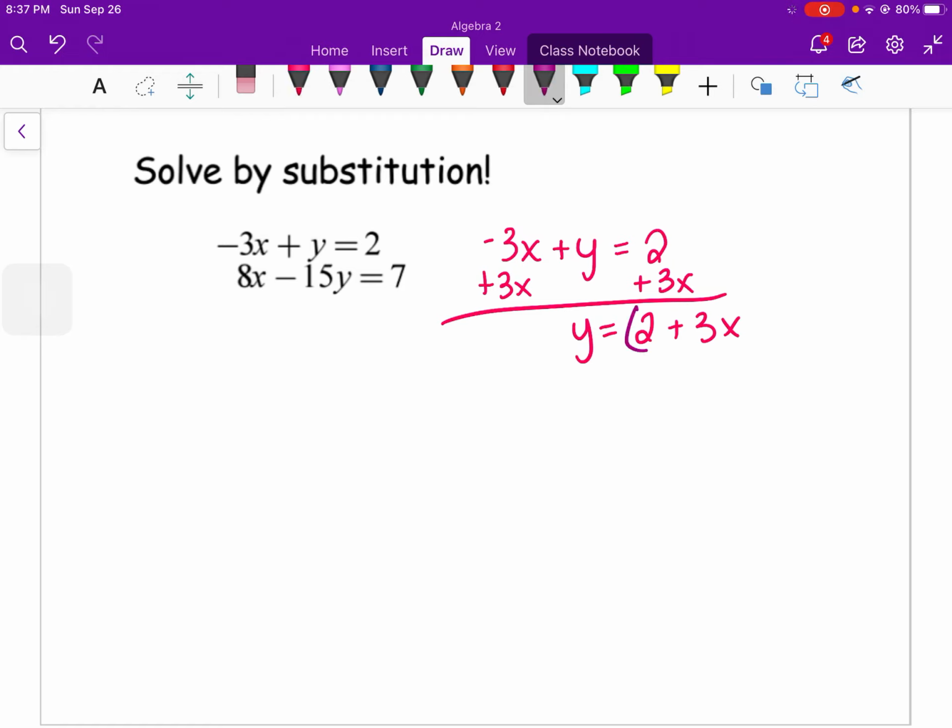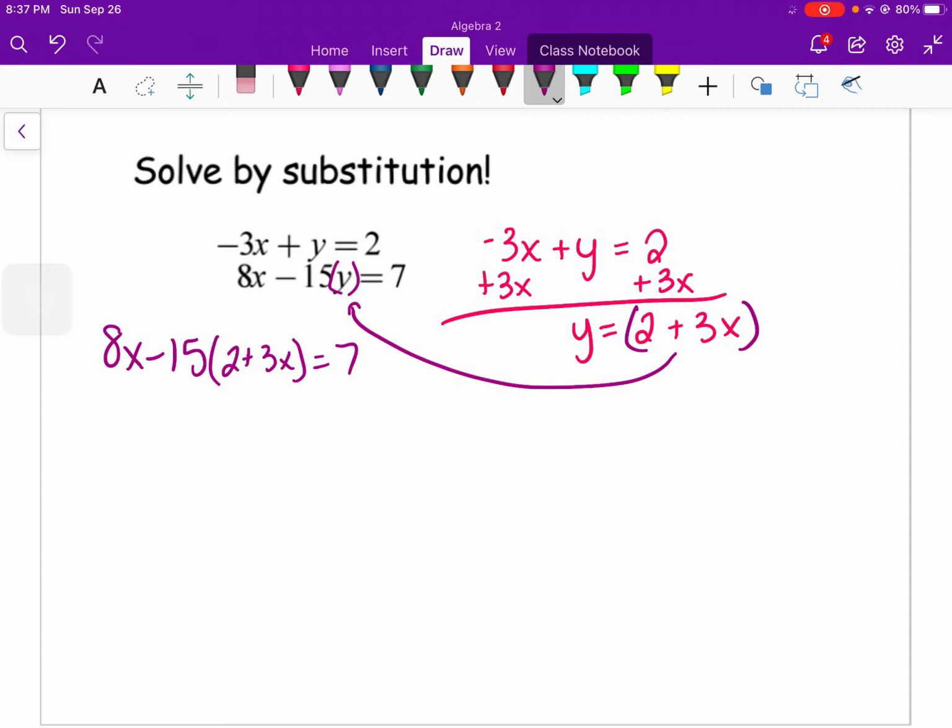And then I'm going to substitute that in. So now I'm going to take that y and put it in for the y in my second equation. I cannot plug that back into the top equation because that's the equation I am using to solve for y. So it has to go into the other equation. So that's going to be 8x minus 15 times y, where y is 2 plus 3x now, equals 7.